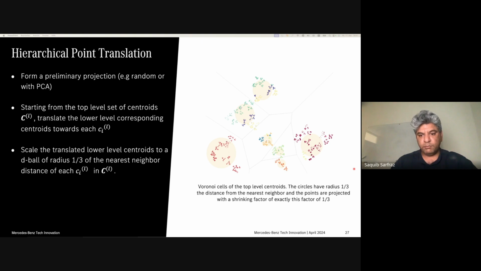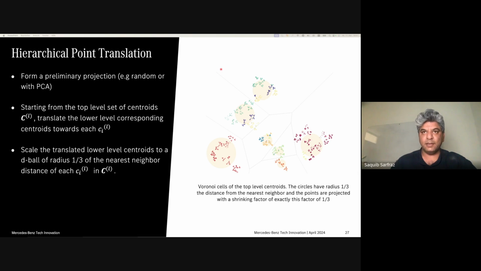In order to perform this process in an efficient and easy to vectorize way, we are not finding Voronoi cells, because that's not really efficient, right? So what we do is choose to use the already known distances of each centroid to its nearest neighbor in that level, because those are readily available when we build that clustering tree already. And then we just scale the translated lower level centroids to a d-ball radius of 1/3 of this distance.